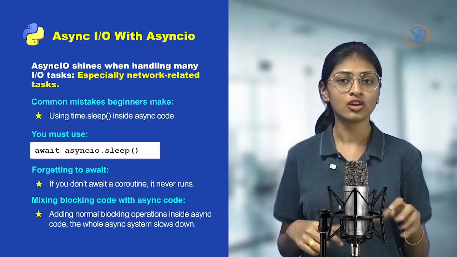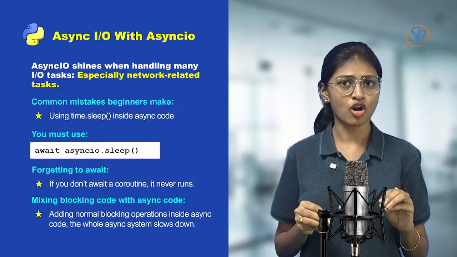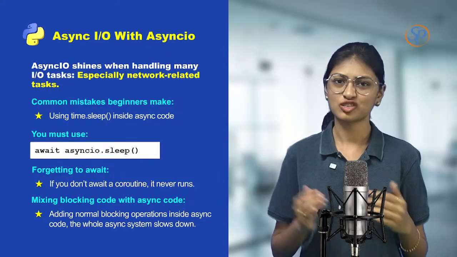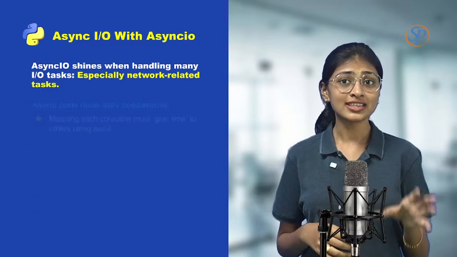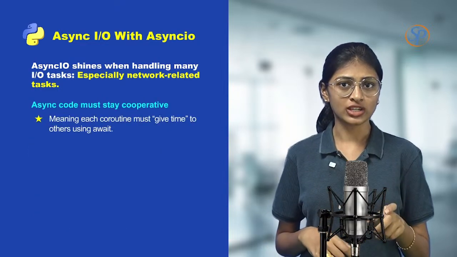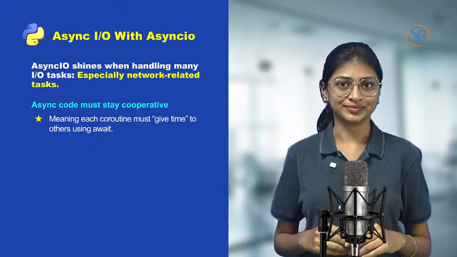Mixing blocking code with async code. If you add normal blocking operations inside async code, the whole async system slows down. Async code must stay cooperative, meaning each coroutine must give time to others using await.